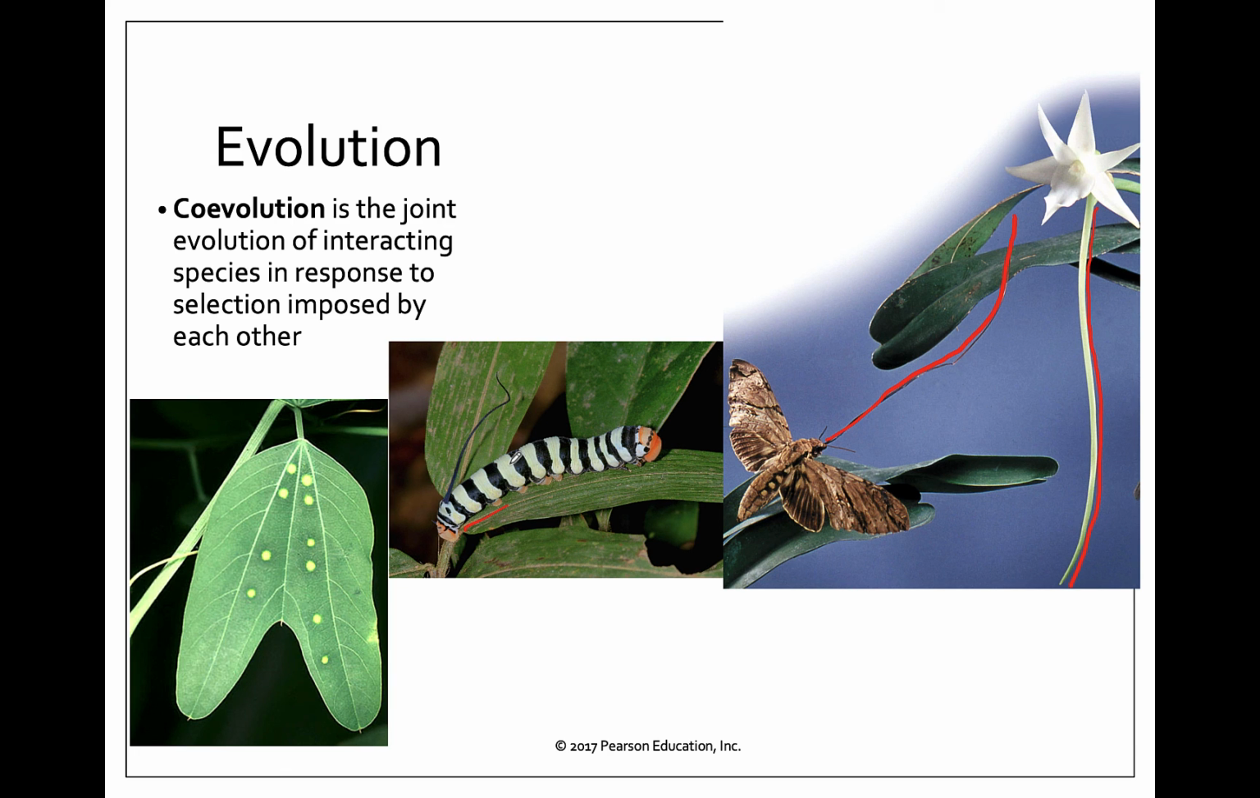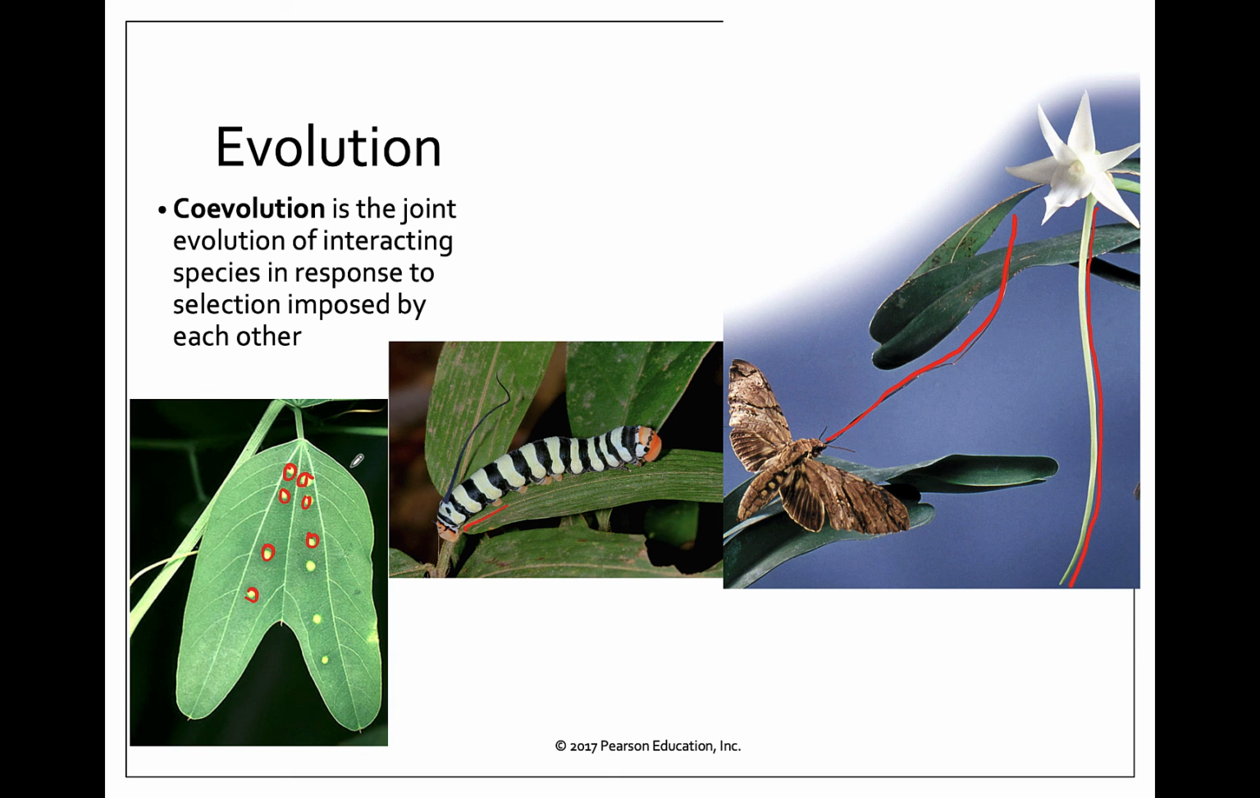Plants have also developed egg mimics. So these little spots on the leaf to a butterfly look like eggs. So that actually might help prevent a butterfly from laying its eggs on that leaf and allow that plant to go uneaten by caterpillars.